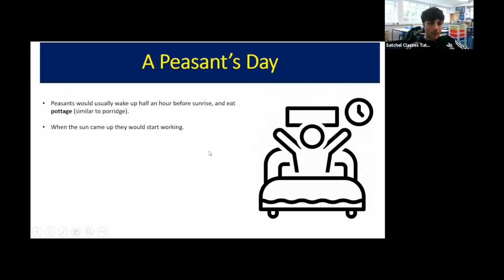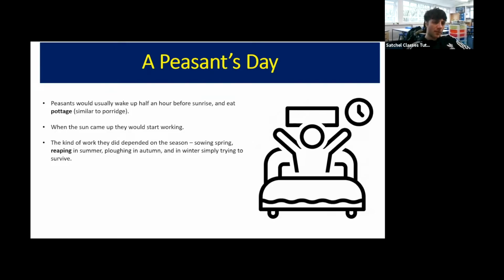When the sun came up, they'd start working. So as soon as it was light, as soon as it was possible, basically, to start working, that is when they would start every day. The kind of work they did, as we've seen, depended on the season. So on a given day, it would depend what season it was as to what kind of work they were doing. As we've said, if it was spring, they'd be sowing. If it was summer, they'd be reaping, which is the word for bringing in the harvest. If it was autumn, they'd be ploughing using their oxen. And in winter, they'd be just trying to survive, trying to not die.